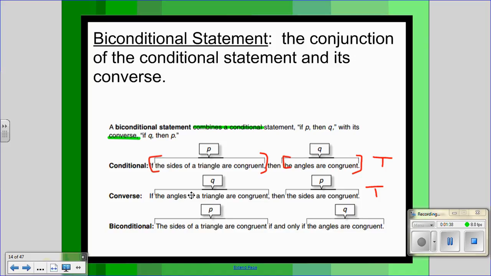So that means the biconditional can be written, and when you write it, you remove if and then from where they were originally located, and you put if and only if in between the hypothesis and the conclusion. So the sides of the triangle are congruent if and only if the angles are congruent. That's the biconditional statement.